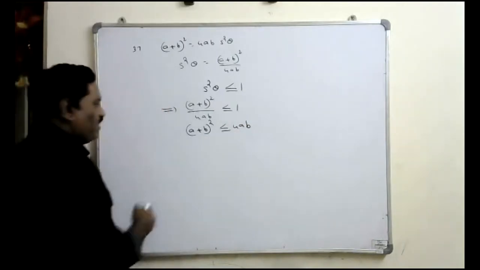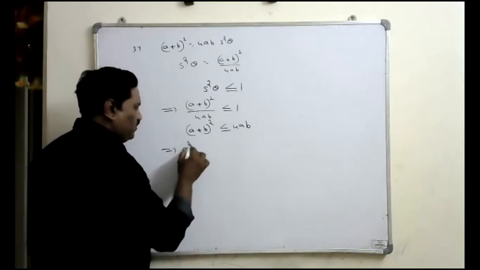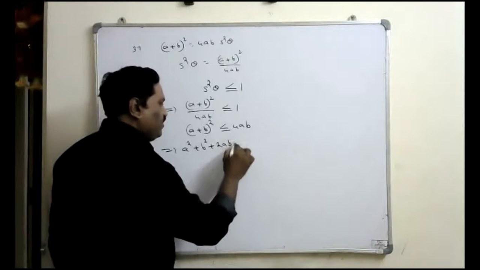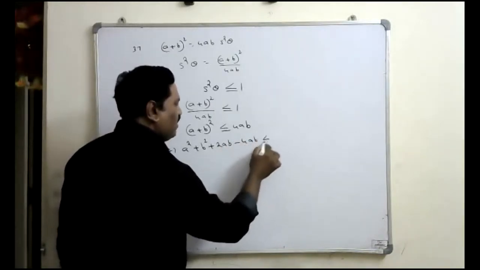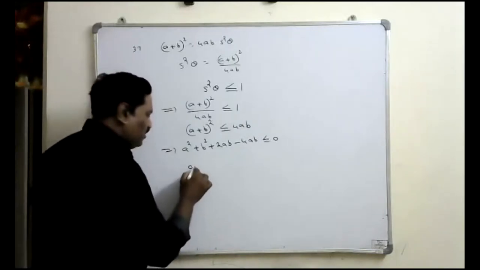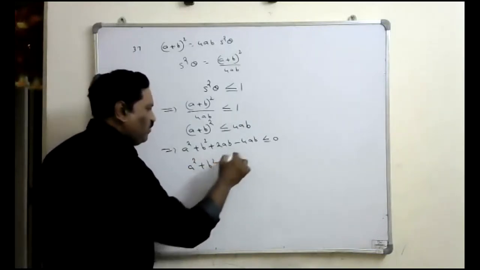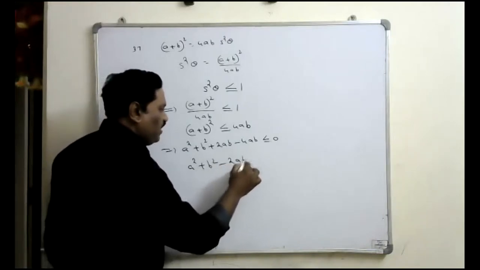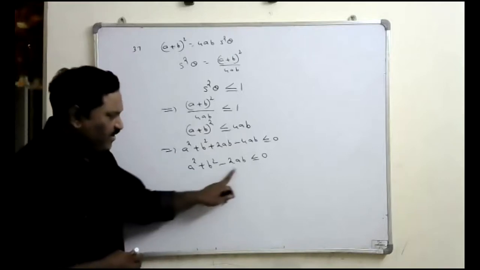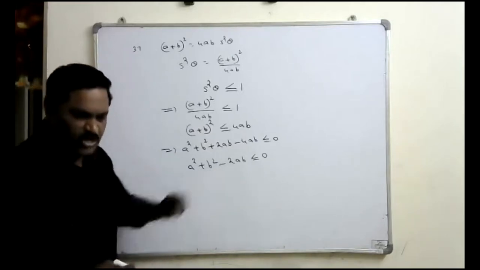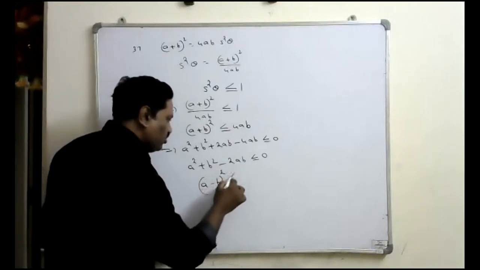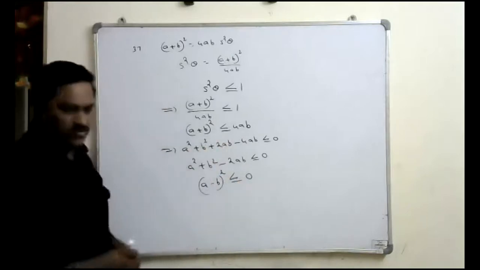Now if you expand this, a square plus b square plus 2ab. Bring 4ab to this side, minus 4ab, less than or equal to 0. Now if you simplify this, it is a square plus b square plus 2ab minus 4ab, which means minus 2ab, less than or equal to 0. If you observe this identity, a square plus b square minus 2ab represents the expansion of a minus b whole square. It is less than or equal to 0.